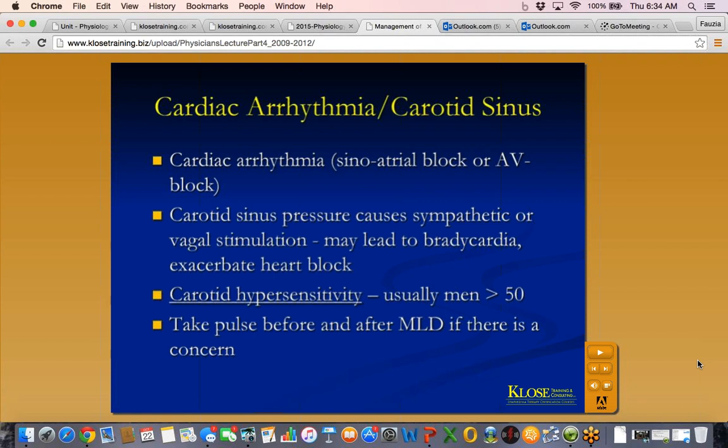Cardiac arrhythmias or carotid sinus: if the patient has pressure that causes sympathetic or vagal stimulation, this could lead to bradycardia and exacerbate their heart block. So you want to be careful with men who are greater than 50 years old and have carotid hypersensitivity. To make sure the patient is okay, you want to take their pulse before and after the MLD if you're concerned, and see if they're doing okay.